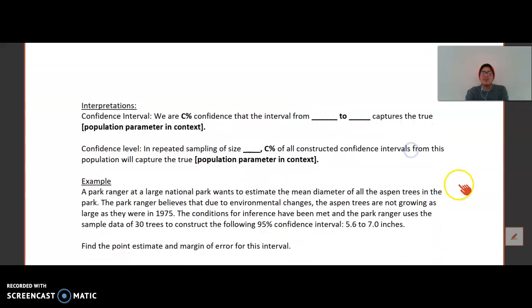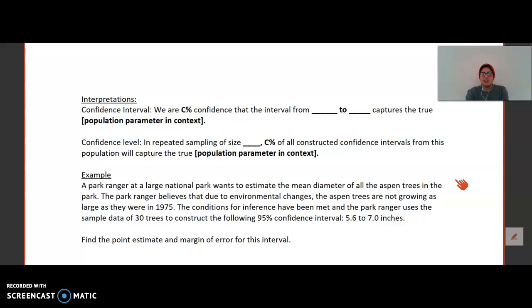Now, the way we interpret our confidence interval is that we are C% confident, not confidence, that the interval from blank to blank captures the true population mean of blank. In repeated sampling of size n, C% of all constructed confidence intervals from this population will capture the true population average of blank.